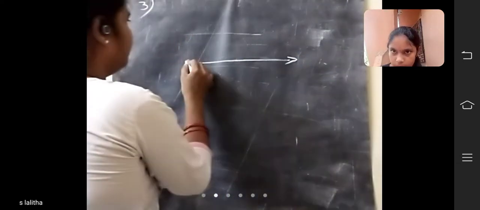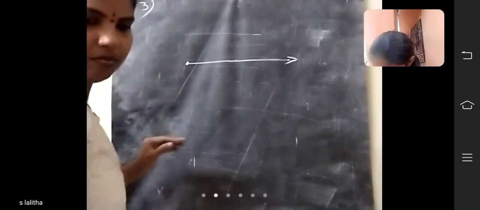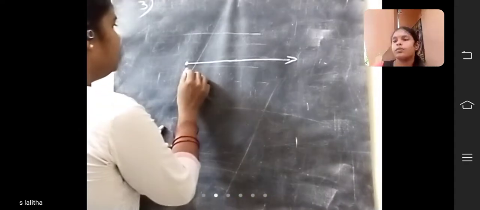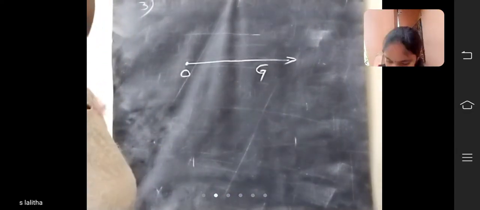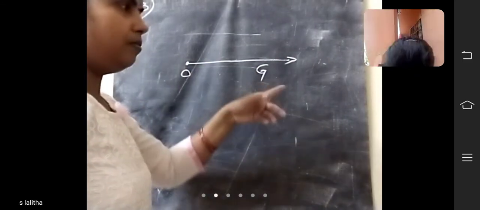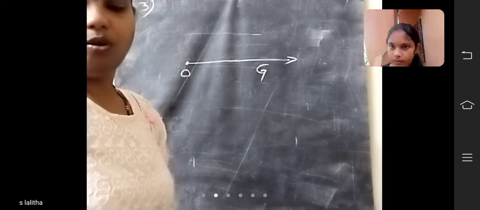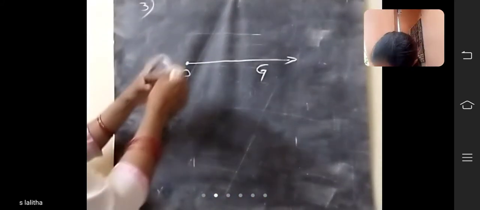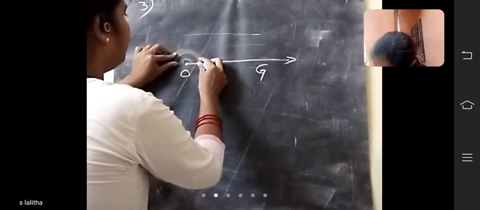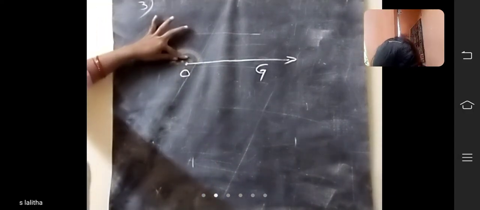Draw one line or ray. Right here, O, G. Draw a ray with the scale, O, G. Now take your protractor. Keep it on O. 35 degrees you will get, as in your textbook.